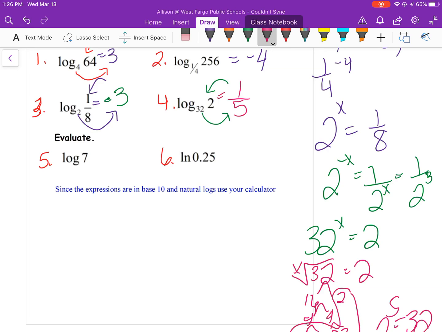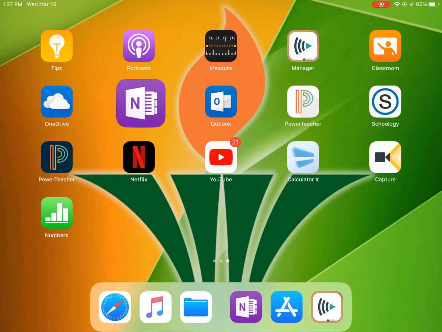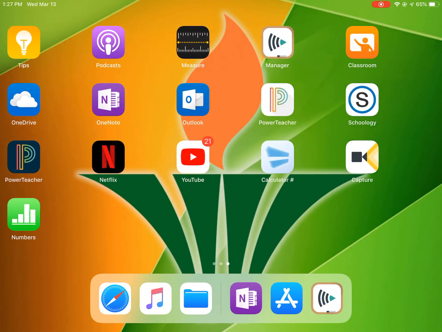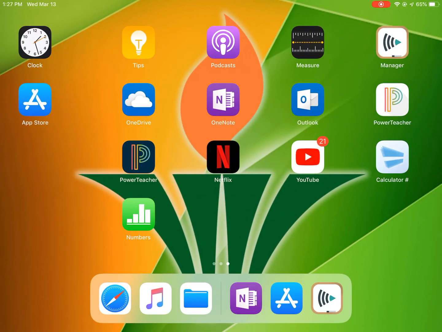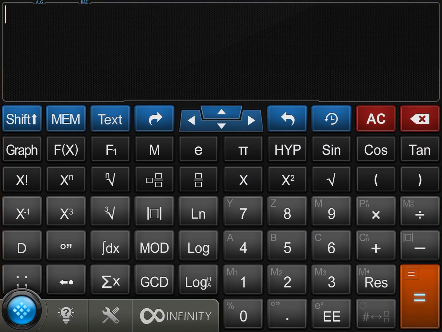Now log base 10 of 7. So it's a common log. So it's 10 to what power equals 7. That one's going to be a decimal. So you have to use a calculator for that. So I downloaded a calculator. Where did I put it? Right here. So you'll just find the common log button like that.